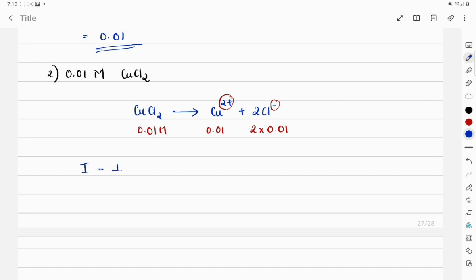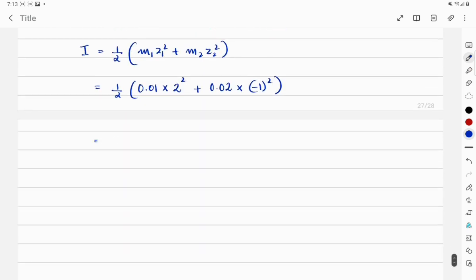So I will be half into, again 2 ions are involved, so I will write M1 Z1 square plus M2 Z2 square. That's going to be half into, M1 is the molarity of the first species. If I take that as copper, 0.01 into, what is the charge? 2 square, plus M2 is Cl-, the concentration of Cl-, so that is going to be 2 into 0.01. That will be 0.02 into the charge -1 whole square.